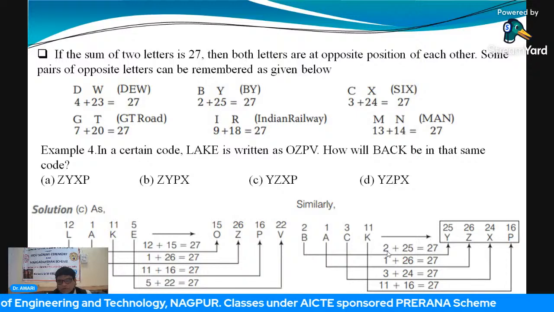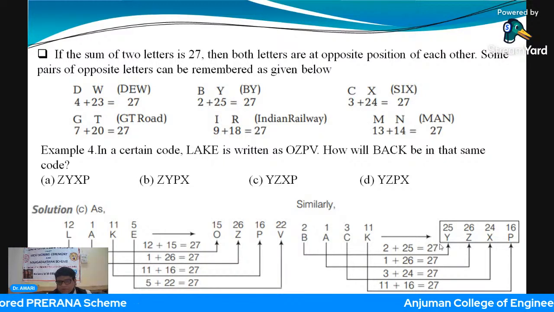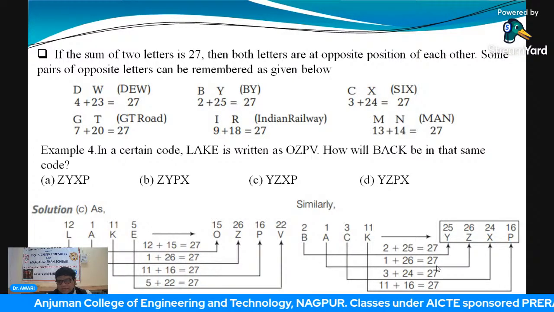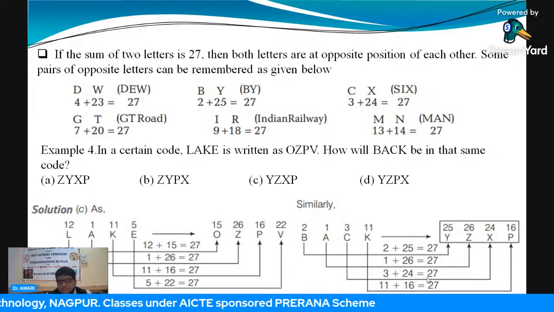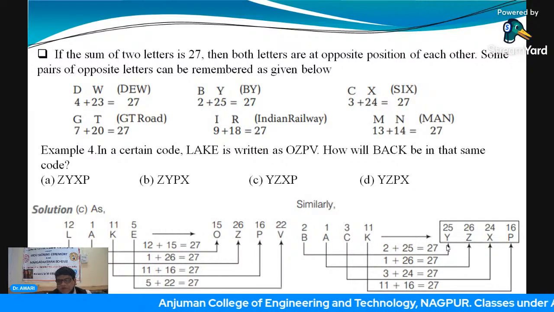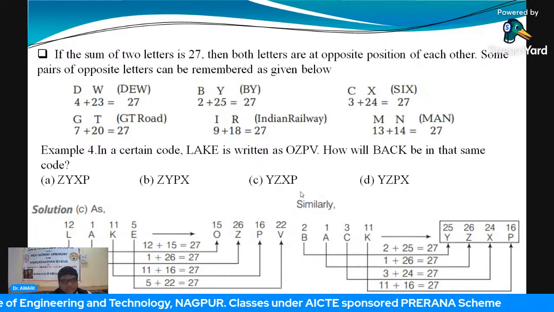So here what we will do now? 2 plus, how much is to be kept? It will come out to be 27. It is the 25th alphabet. What is the 25th alphabet? Y. Similarly, 1 is taken. 1 added to the 26th alphabet will come out to be 27, so Z. 3 is there, then the 24th alphabet is X, 27. Here K position is 11, so 11 plus the 16th alphabet is 27. So YZXP is the correct answer. So the solution is C, that is YZXP.